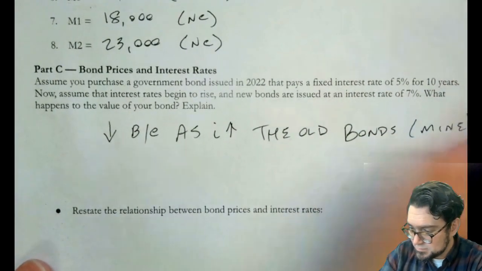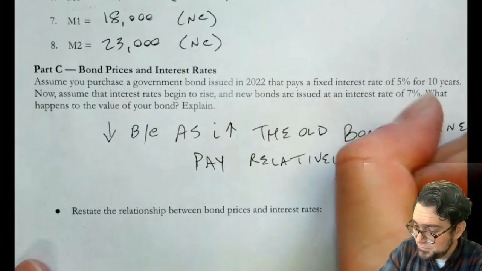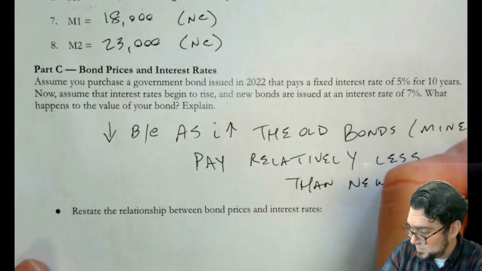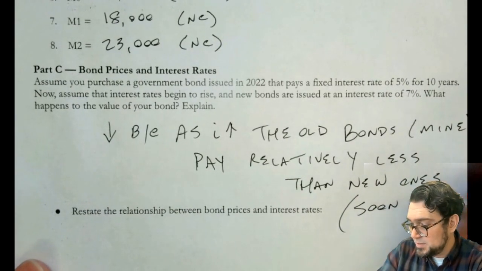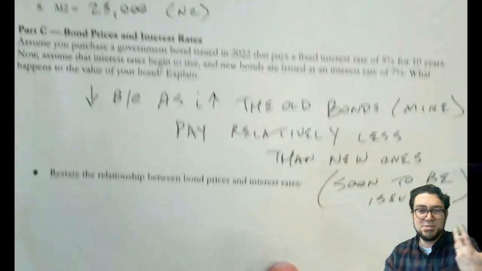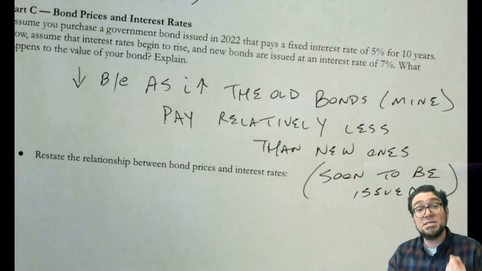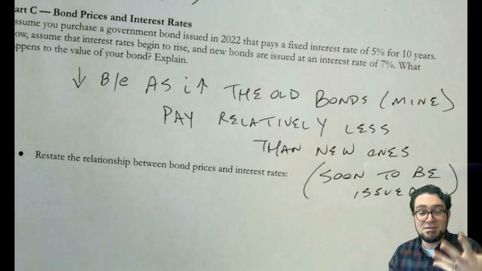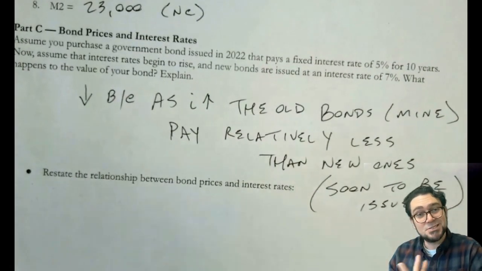The explanation is because as the interest rate rises, the old bonds, mine, pay relatively less than new ones. New ones soon to be issued, right? When we say issued, it's like the government is borrowing money, right? And so when we say they issue a bond at 7%, it means the government is borrowing money at 7%. And so people would much rather earn 7% than only 5, which means the value of your bond, the old one, doesn't pay as much, so it's not worth as much.